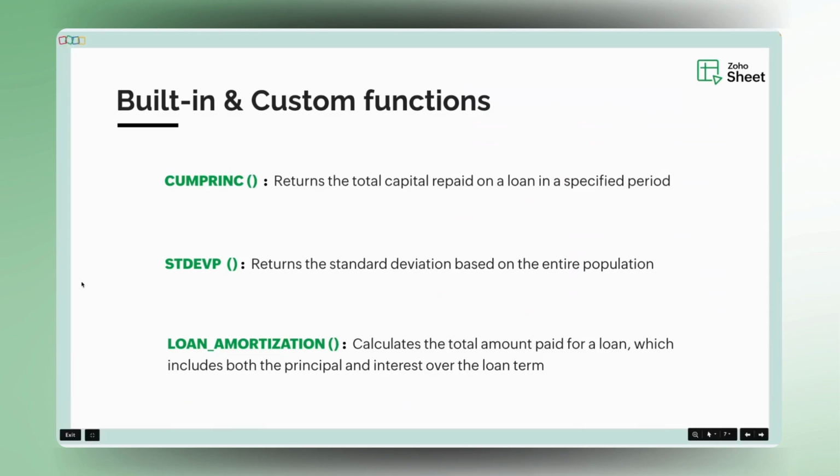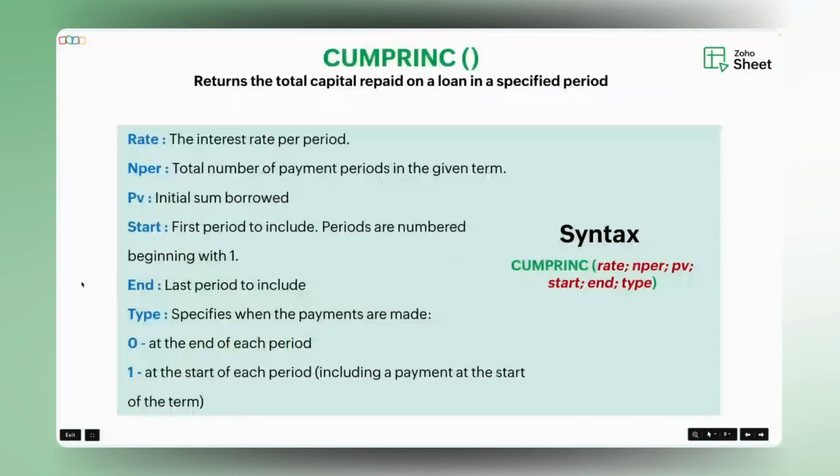Absolutely, Rohit. Let's start by taking a closer look at the cumulative principal function, which is used to calculate the total capital repaid on a loan during a specific period of time. So, why is this important? Well, if you want to track how much of your loan principal has been paid off, especially over different time periods, this function makes it easy.